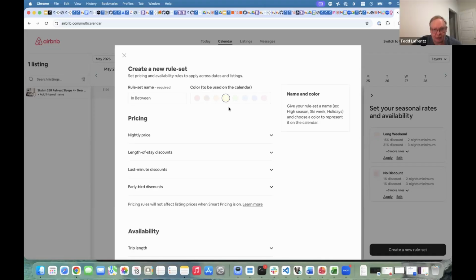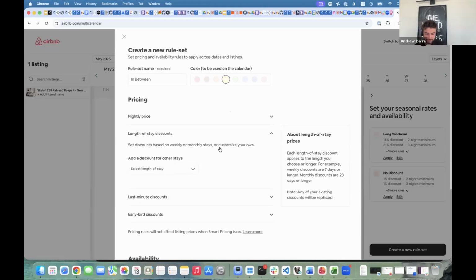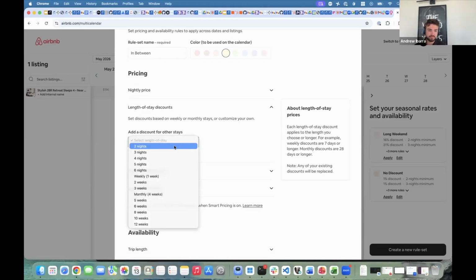All right. So we will do the same thing for in between, with a different color, which you already did. Then you'll do length of stay discounts, and then you'll select 2 night all the way through 6 night.